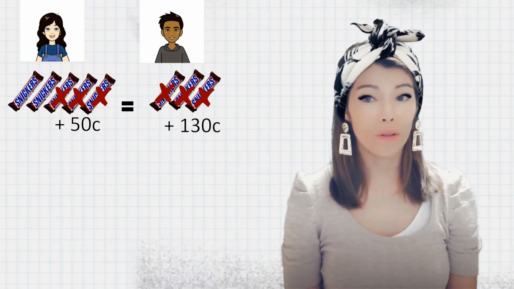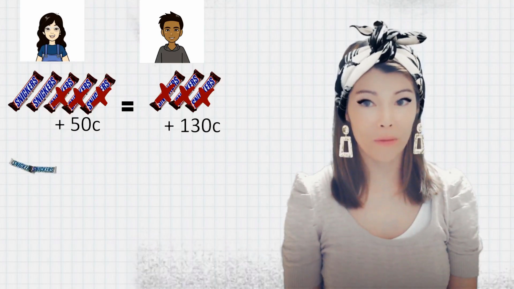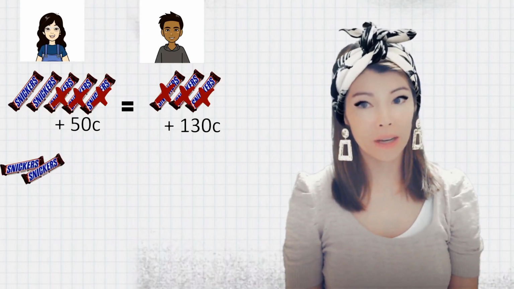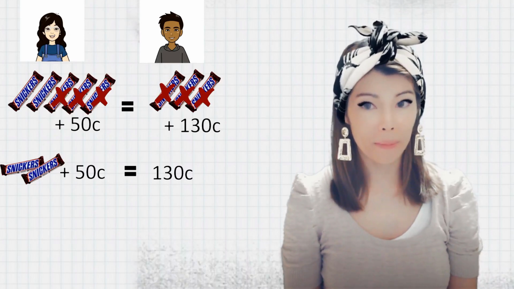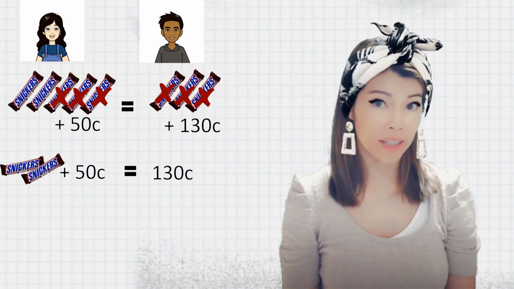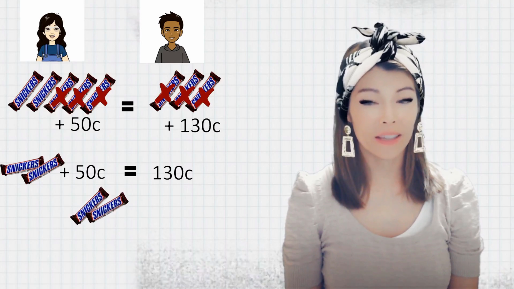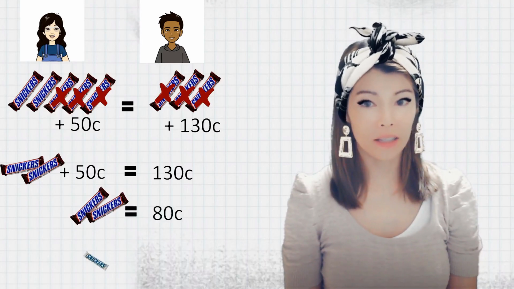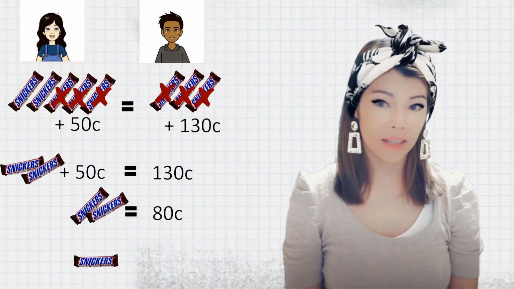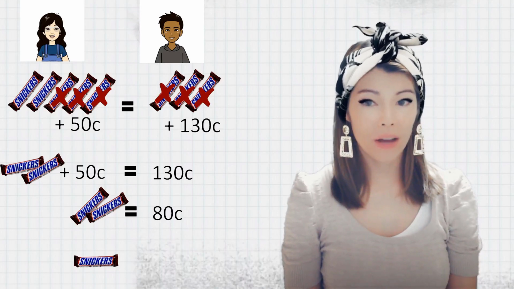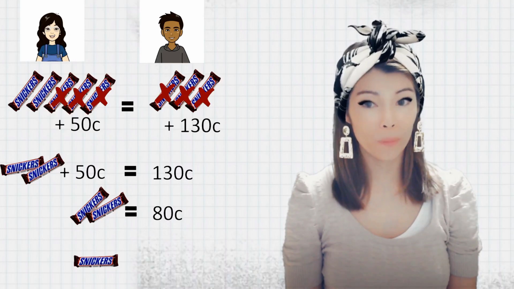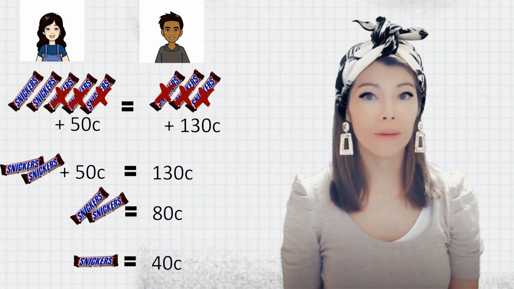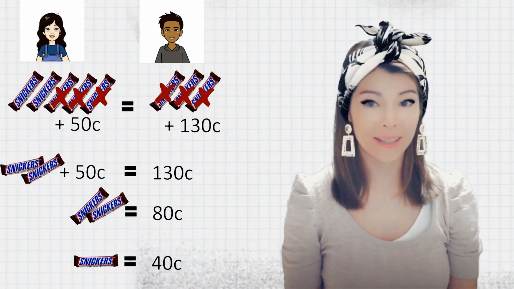We can get rid of 3 chocolate bars from each person. So now we have 2 chocolate bars for Mia and 50 cents, and 130 cents for Zap. We can now get rid of 50 cents from both of them, and we can see that Mia's 2 chocolate bars is equivalent to Zap's 80 cents. And how do we figure out how much 1 chocolate bar is? We can split both sides into 2. So now we have 1 chocolate bar, or 1 Snickers bar, is 40 cents.